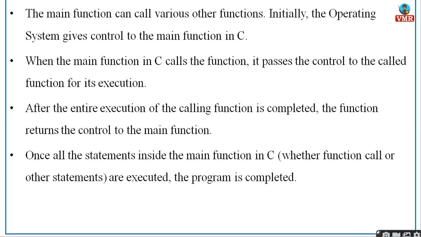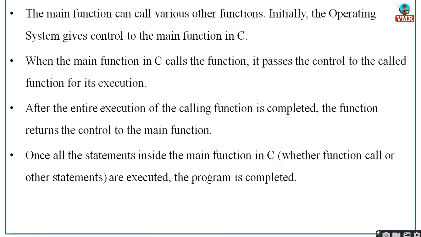When the main function in C calls a function, it passes control to the called function for its execution. You can write n number of functions, right? So after entering main, whenever you call some addition, subtraction or multiplication code, your control moves from main to the particular called function. After the entire execution of the called function is completed, it returns back to main.